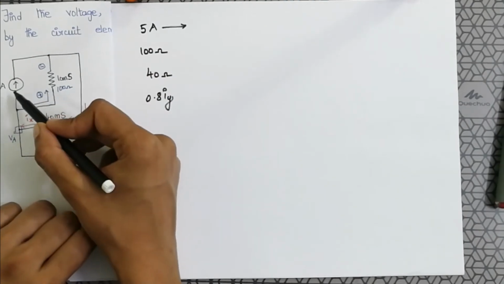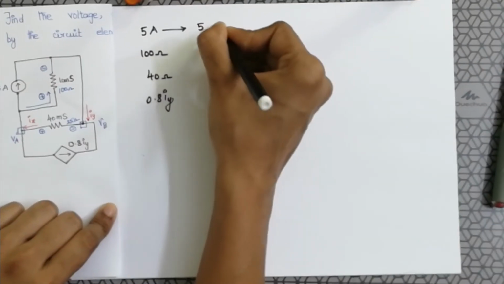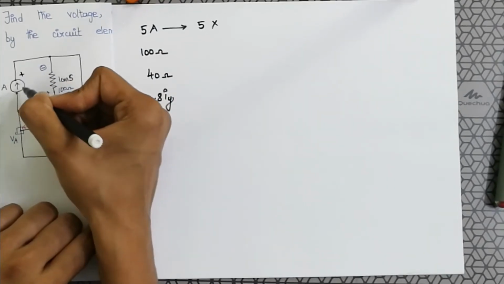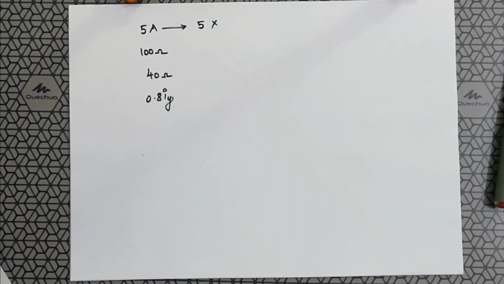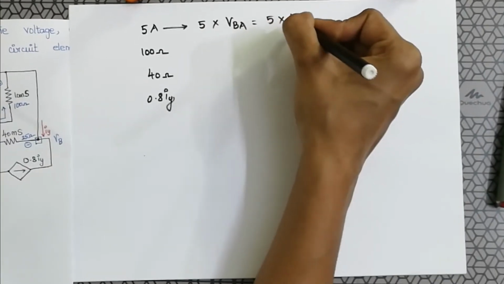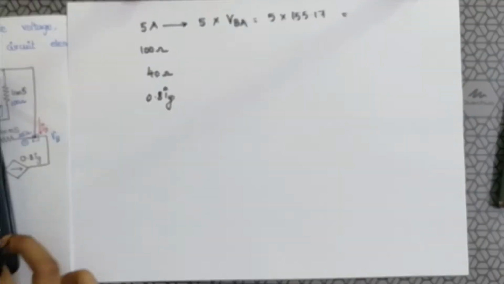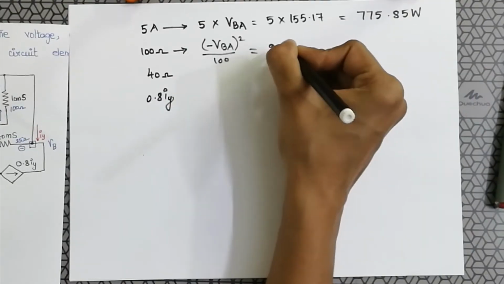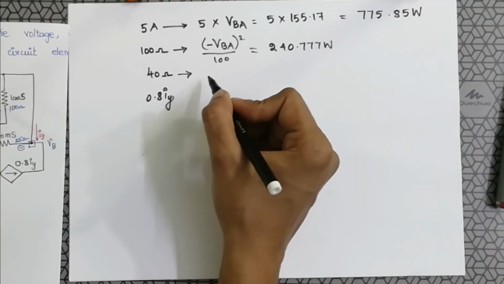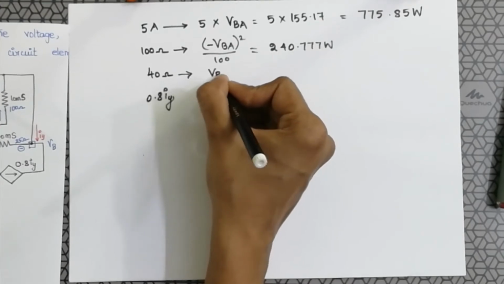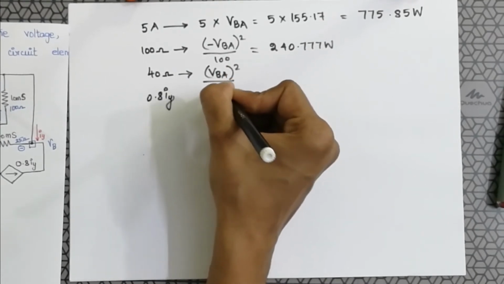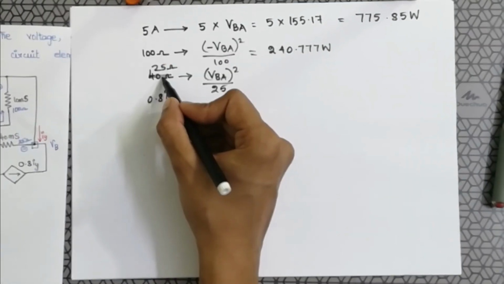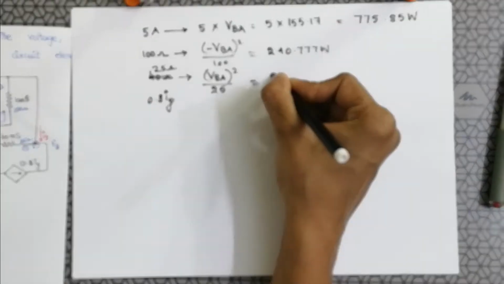The power that is supplied by this is 5 times the voltage VBA. By the VBA we are considering this as positive and this as negative. So VBA is 155.17. Across the 40 ohm resistor, it is again VBA square divided by 25. I'm sorry, this is 40 millisiemens or 25 ohm.